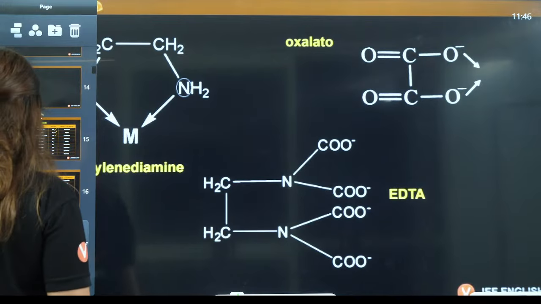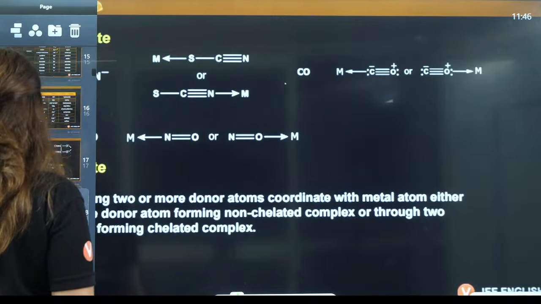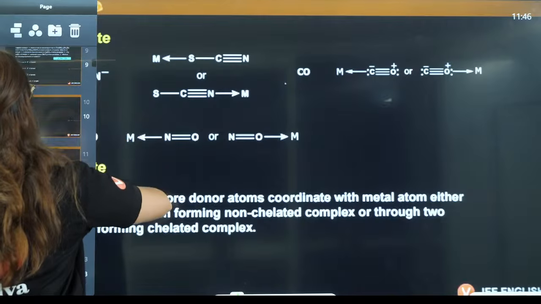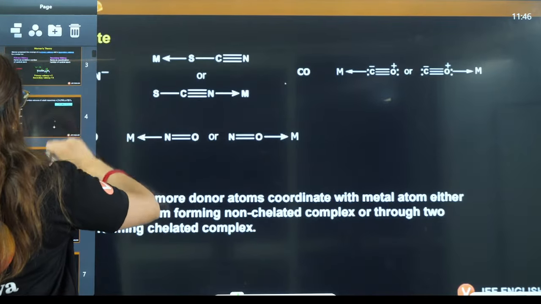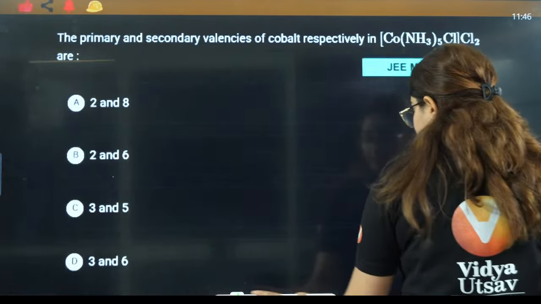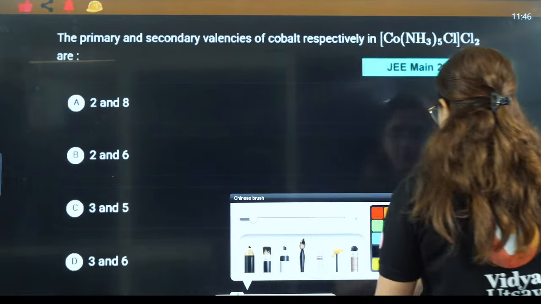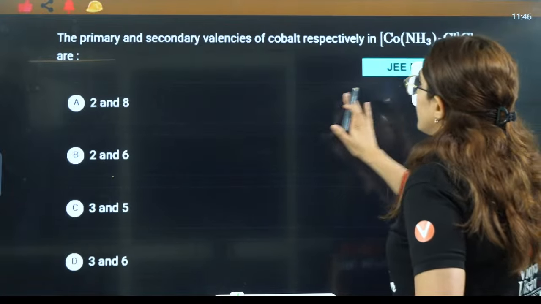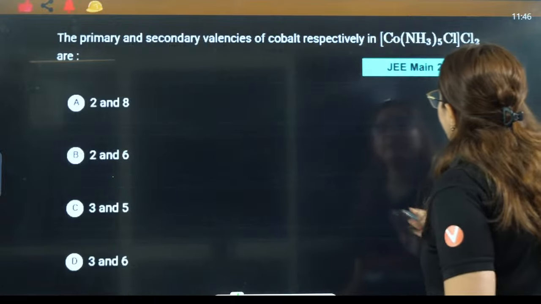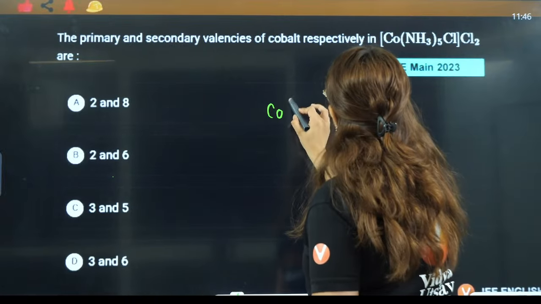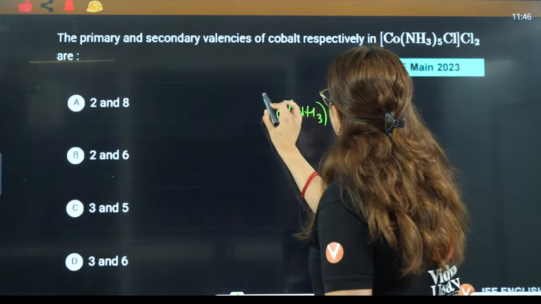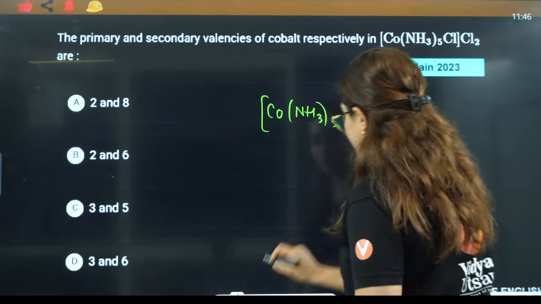Now once you know about these, instead of chelation, which we'll talk about later on, firstly, because we have talked about monodentate, tridentate, let's talk about this JEE 2023 question that was based on the concept here. They asked the primary and secondary valencies of cobalt respectively. Here this is Co(NH3)5Cl, right? This is Cl2.